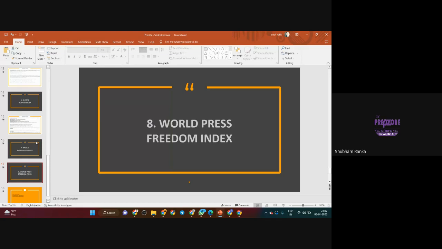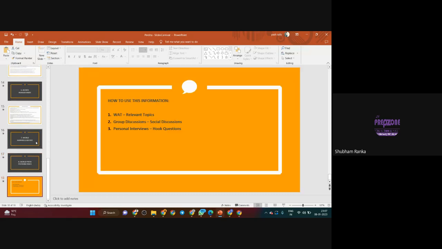So that is all for the India in indexes that we had. The last thing would be how to use this information. I think I have discussed that immensely throughout the presentation. Ki VAT mein you get a lot of relevant topics. VAT में topics upon global economies या global मतलब competitiveness या things like human development, things like hunger, things like gender discrimination, happiness, ये सारे topics बहुत prevalent है VATs के अंदर या group discussions के अंदर भी.